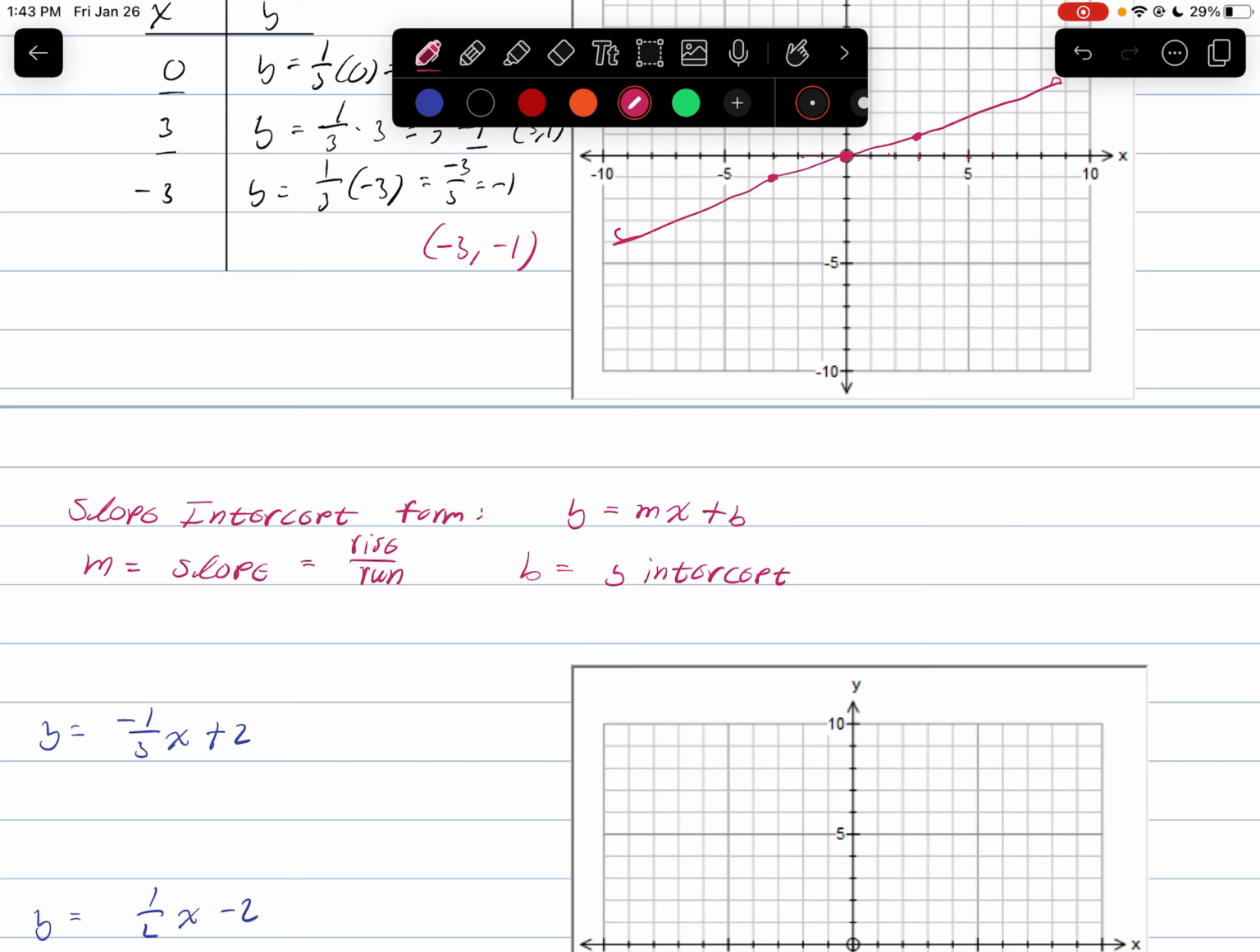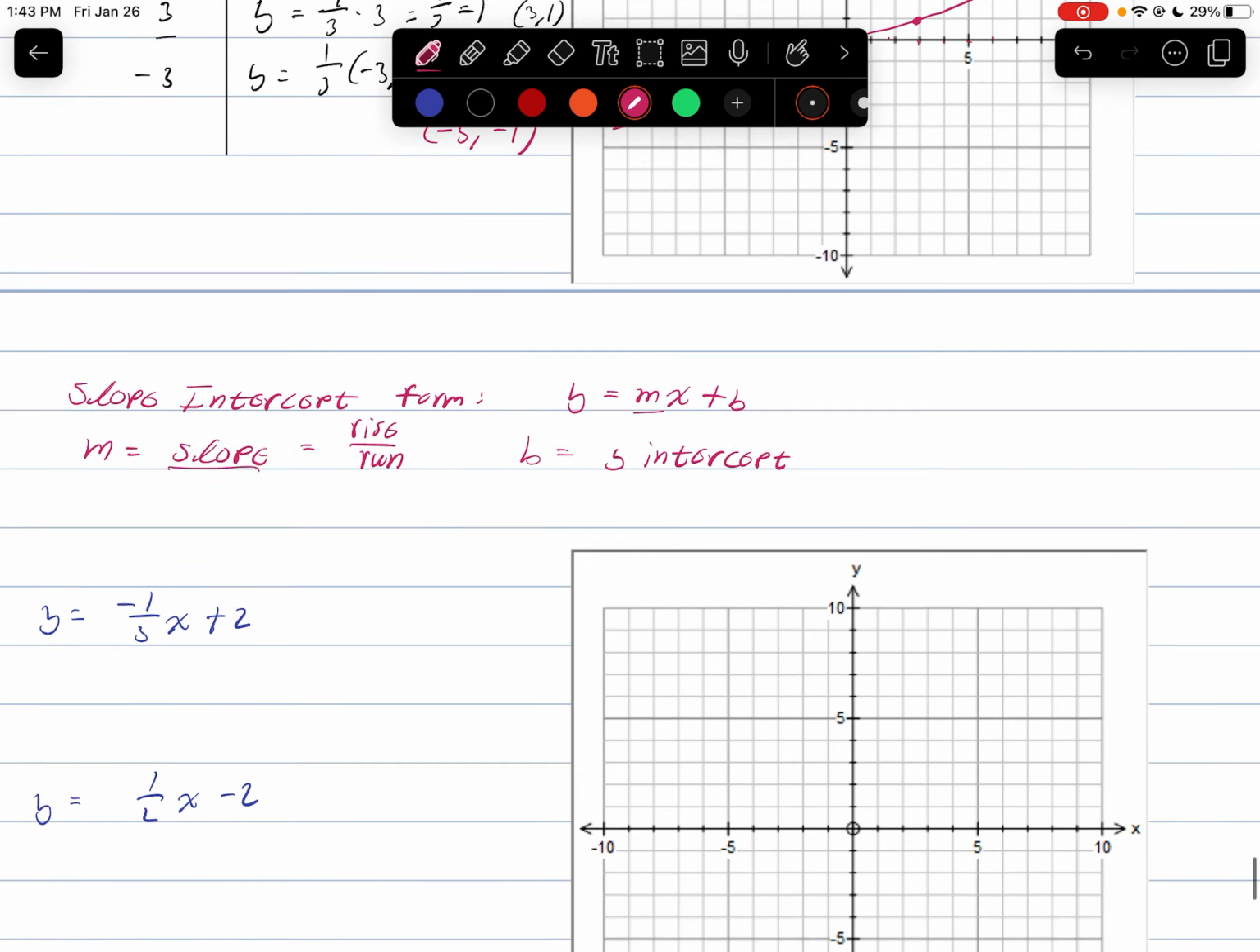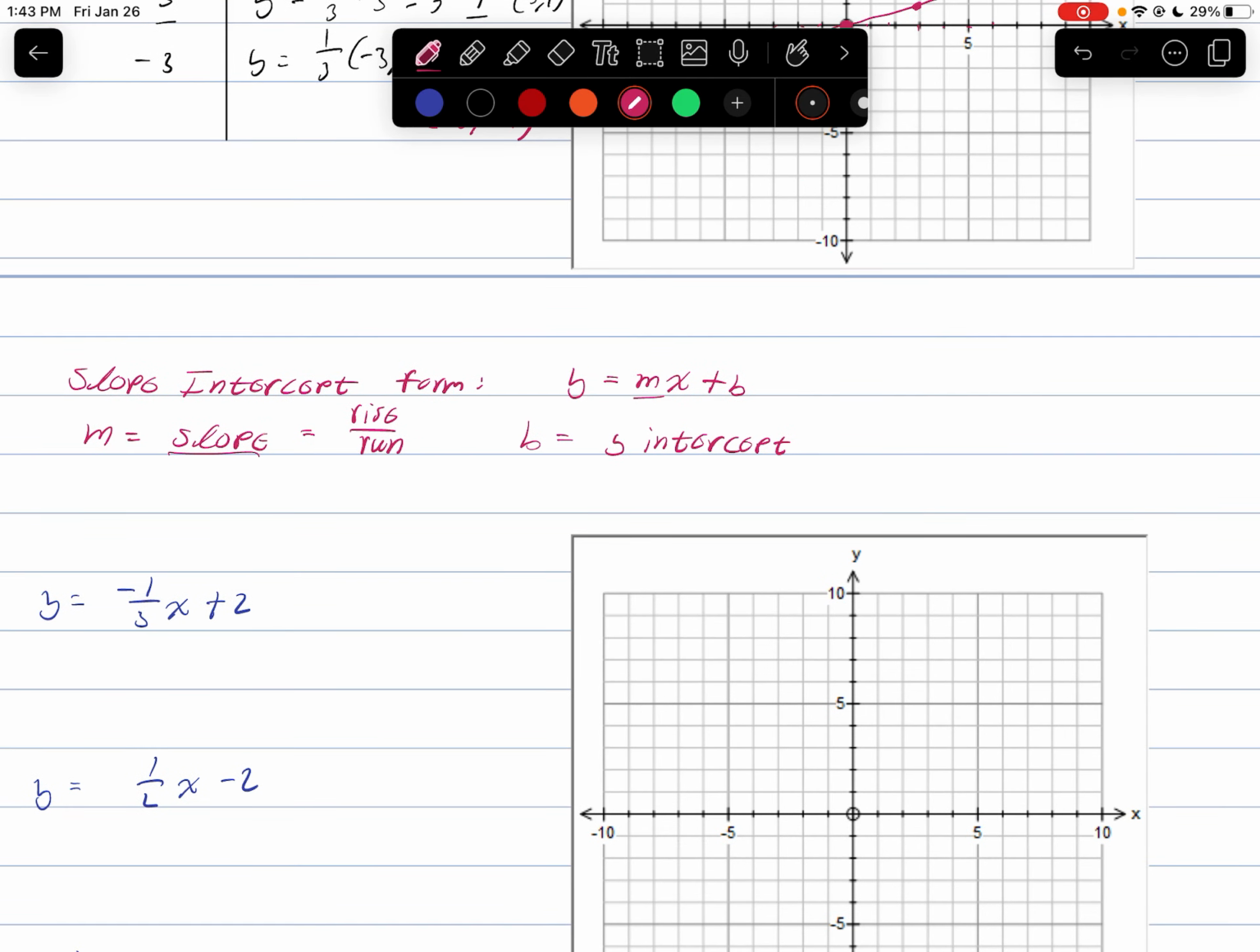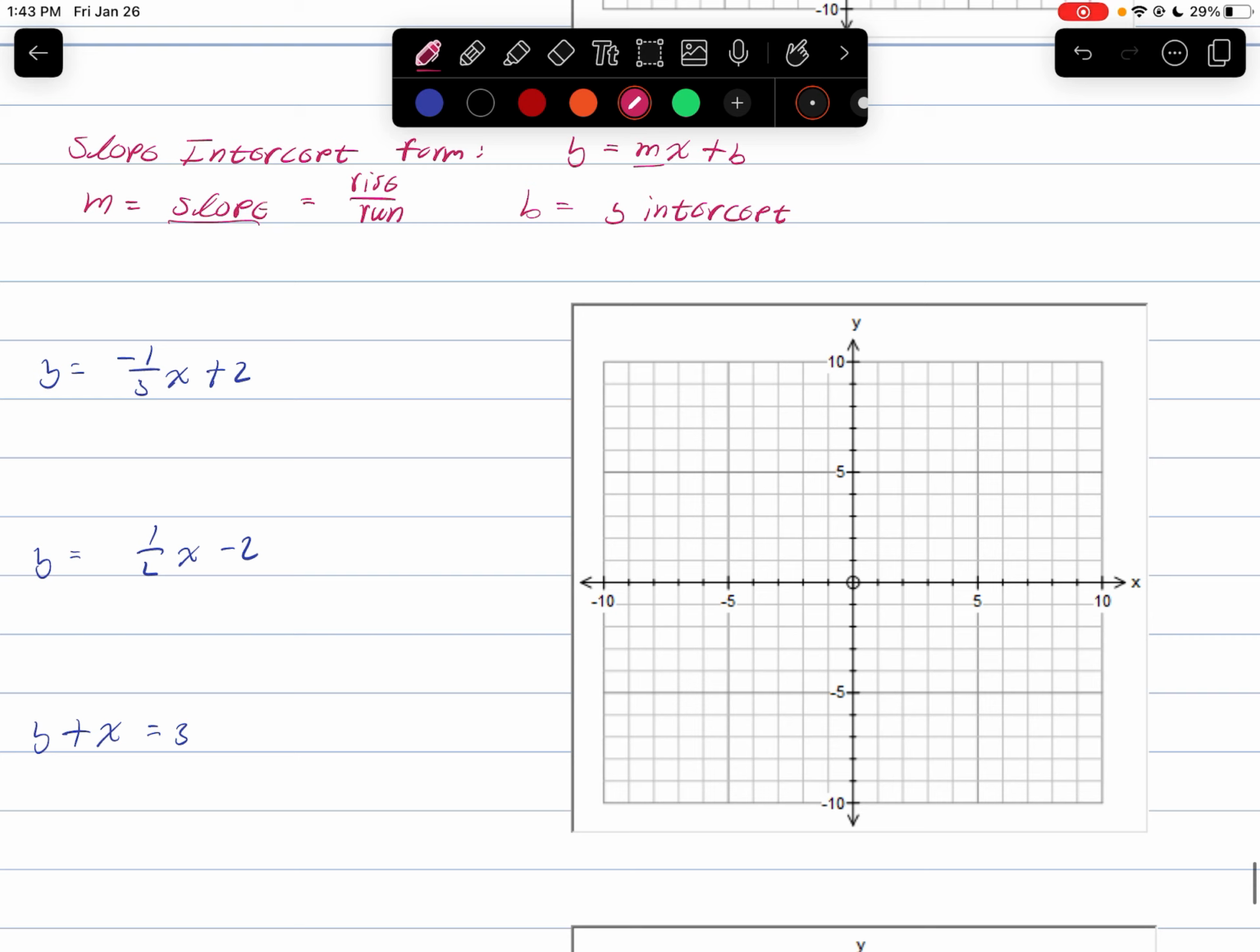And here our m value is our slope, okay? And our slope is given by rise over run. And we're going to see what that looks like here in just a minute, what that meaning is. And our b value here is something called our y-intercept. And we're going to see what that looks like here in just a minute as well. Okay? So let's start here with y equals -1/3 x plus 2.